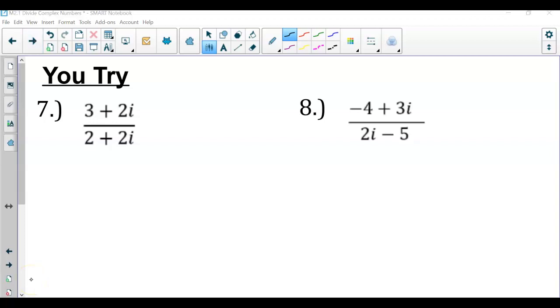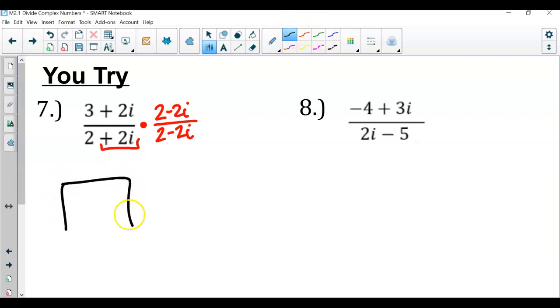Now let's go over number 7. Here, our denominator is in standard form, so we're good to go with that. So we're going to multiply by its conjugate, change the sign of only the imaginary. So 2 minus 2i. Multiply that also to the numerator. Here we go. Let's focus on the numerator and set up the box. You should have done that. So 3 positive 2i times 2 and -2i.